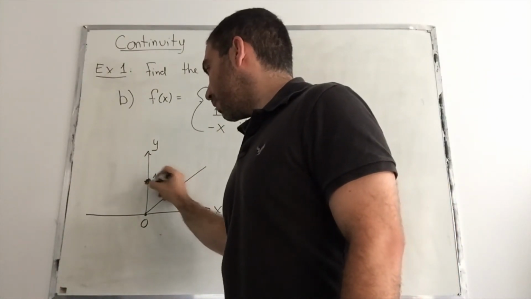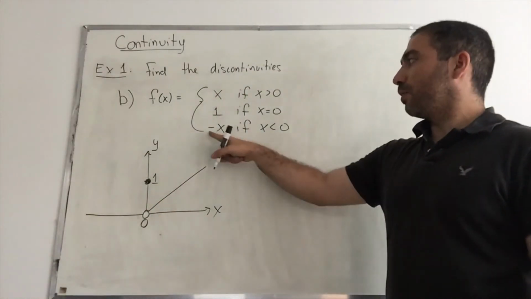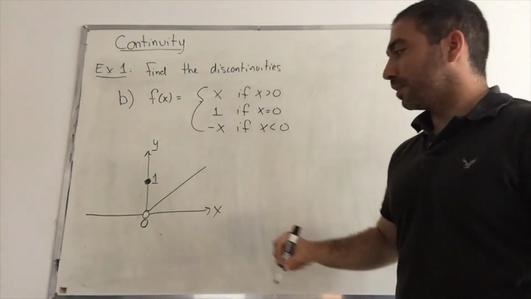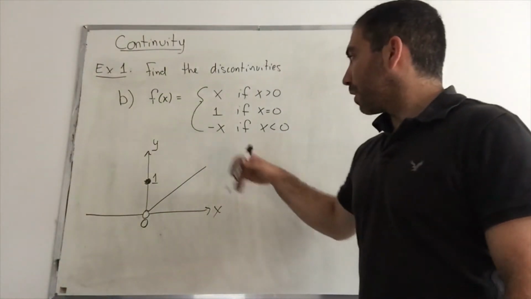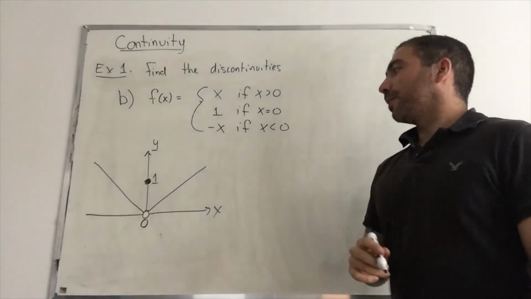So there's a solid dot here. This would be an open dot. And it's equal to -x if x is less than 0. So -x, the slope is coming down. So it's going to look something like this.